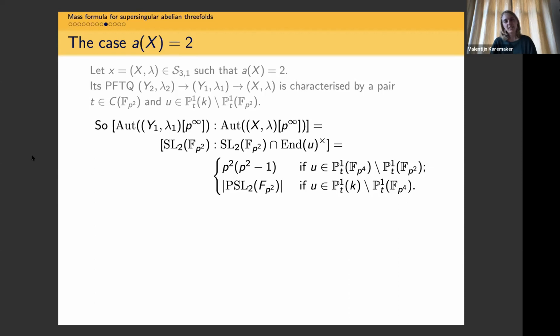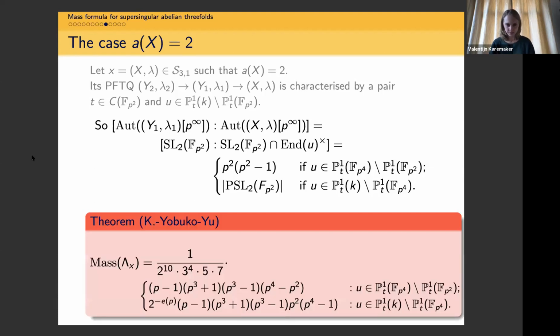And then we're basically done because we know the super special mass, we know the comparison factor. So if we put that all together, then we get the following theorem. So if x is as above, so it corresponds to something with a number 2, then its mass is one of two things, depending on U.